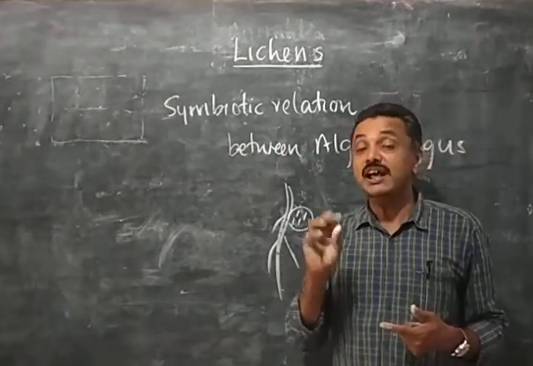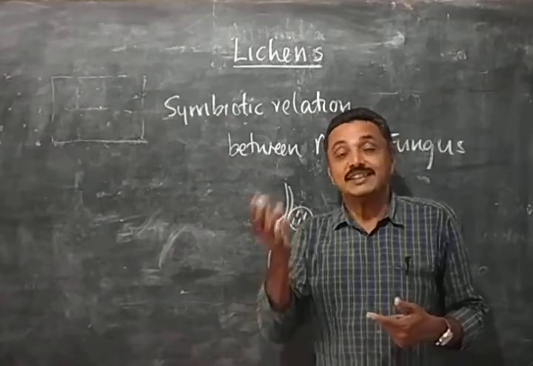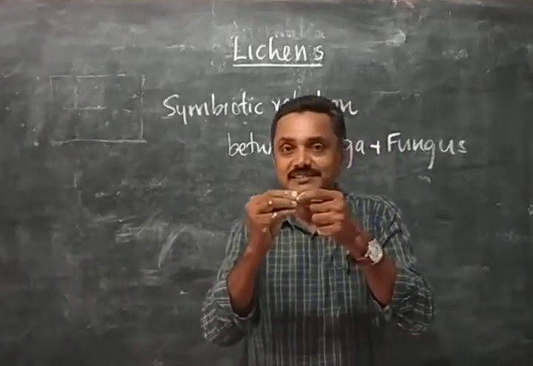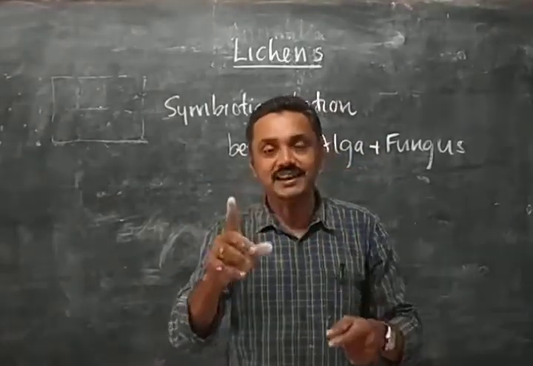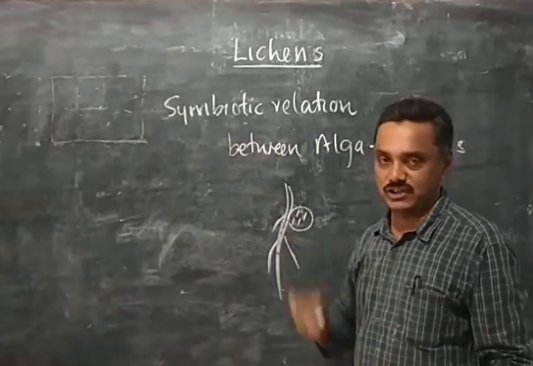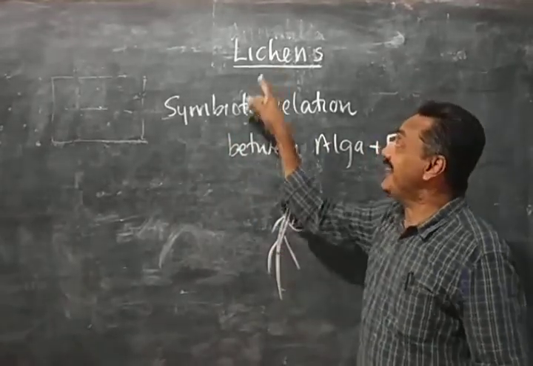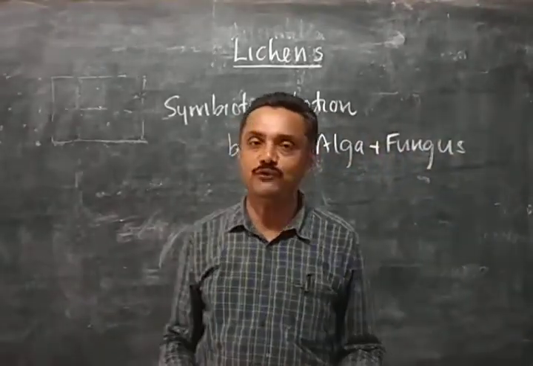So in nature, there are numerous examples of such relations. Such a relation in which two organisms are living together, both getting benefit, is called what? Symbiosis. This is an example for symbiosis. Lichen is an example for symbiosis. I don't know whether you can follow that.